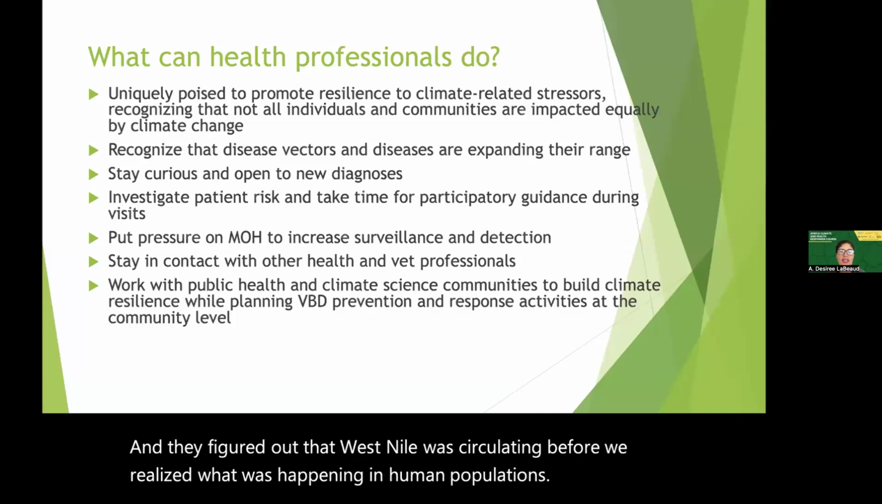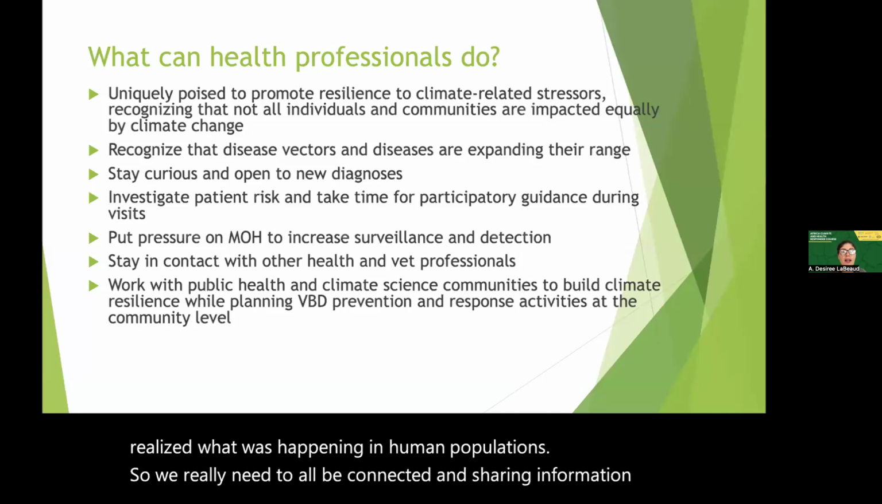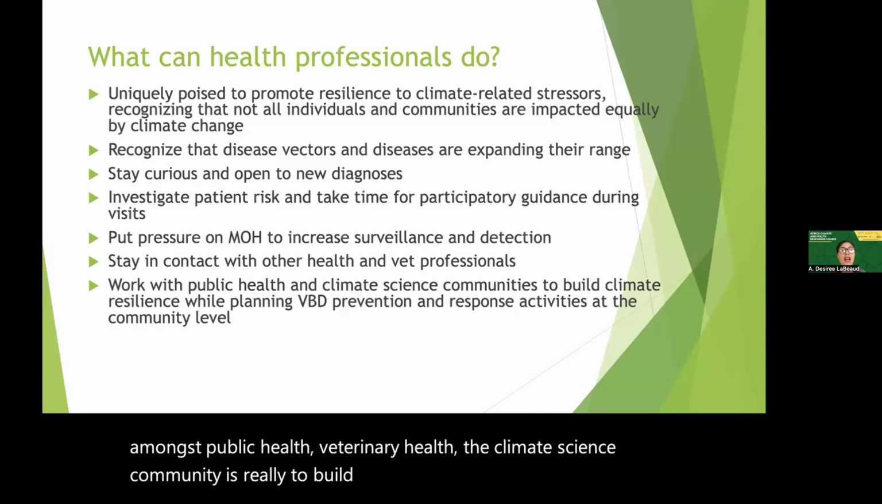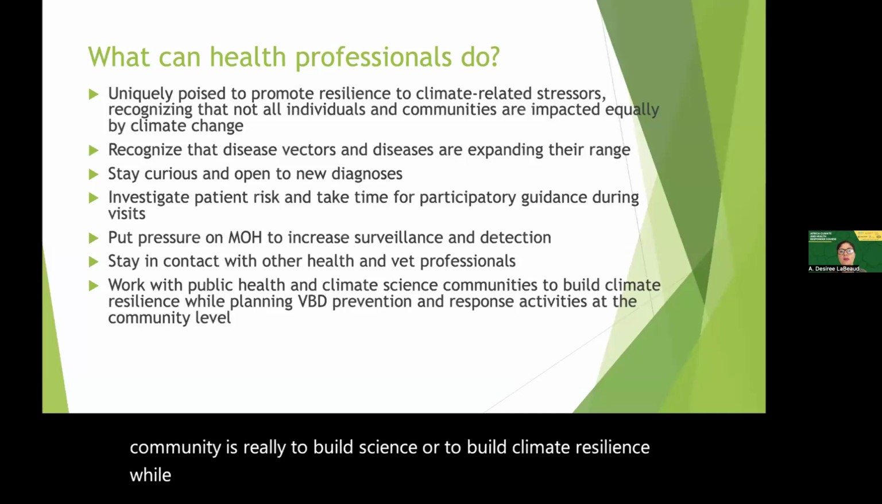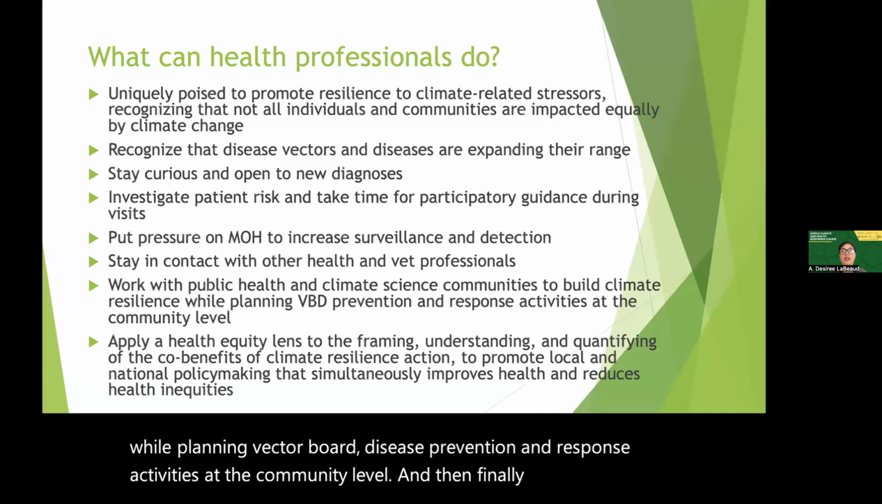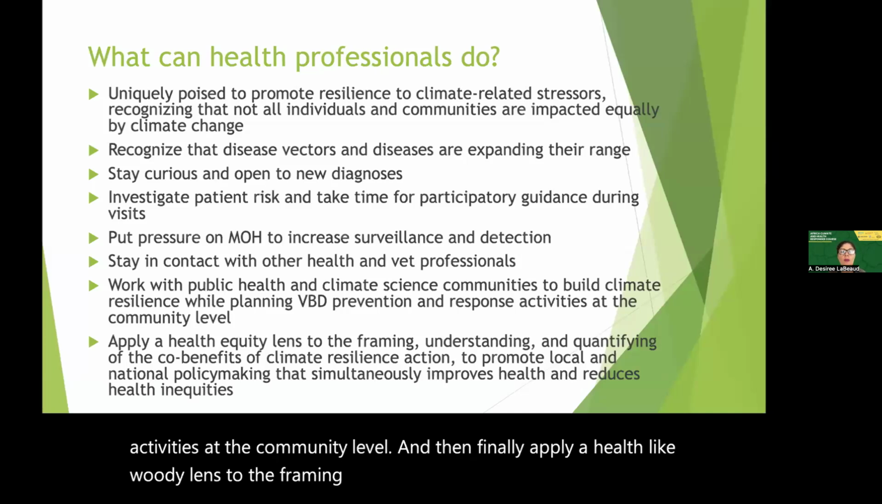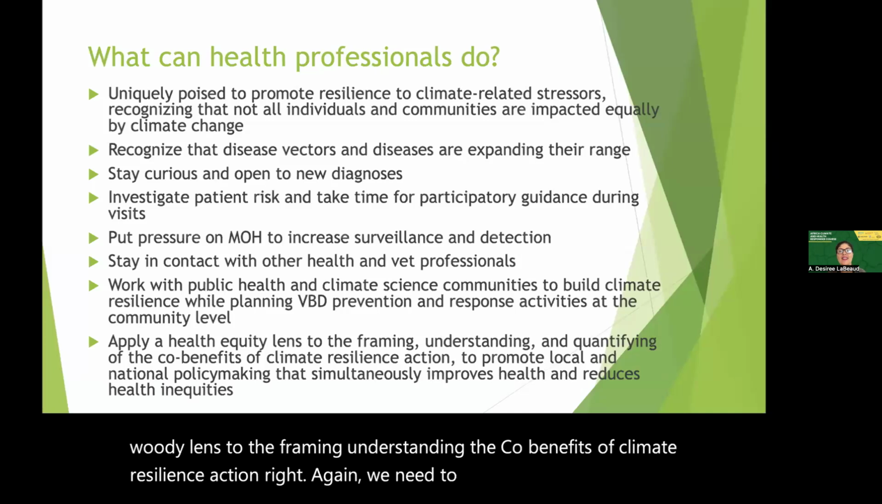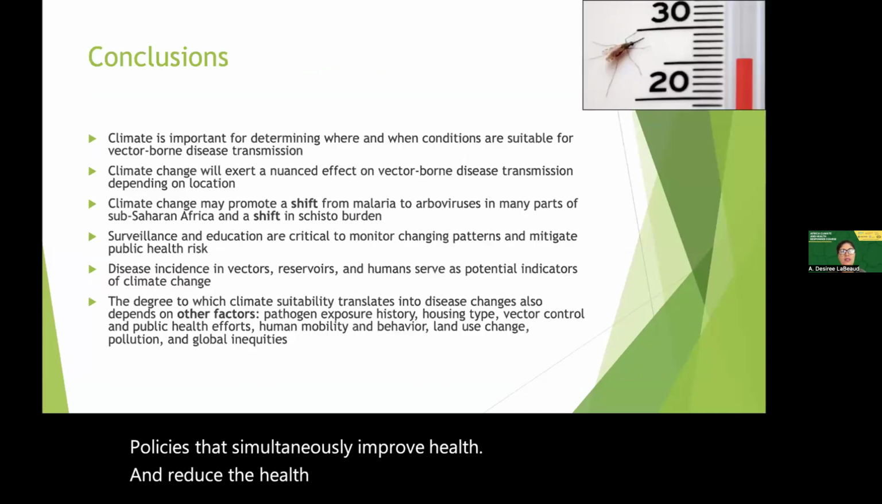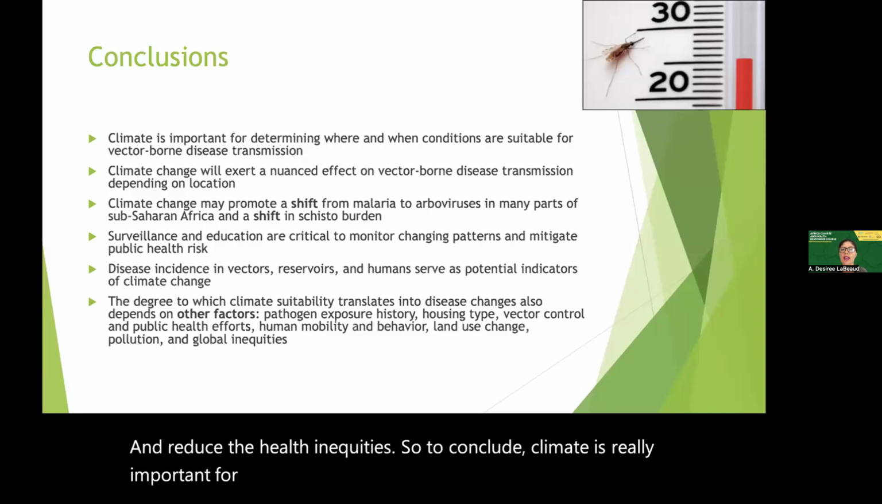So we really need to all be connected and sharing information, right, amongst public health, veterinary health, the climate science community, to build climate resilience while planning vector-borne disease prevention and response activities at the community level. And then finally, apply a health equity lens to the framing, understanding the co-benefits of climate resilience action, right? Again, we need to promote policies that simultaneously improve health and reduce the health inequities. So to conclude, climate is really important for determining where and when conditions are suitable for vector-borne disease transmission, right?